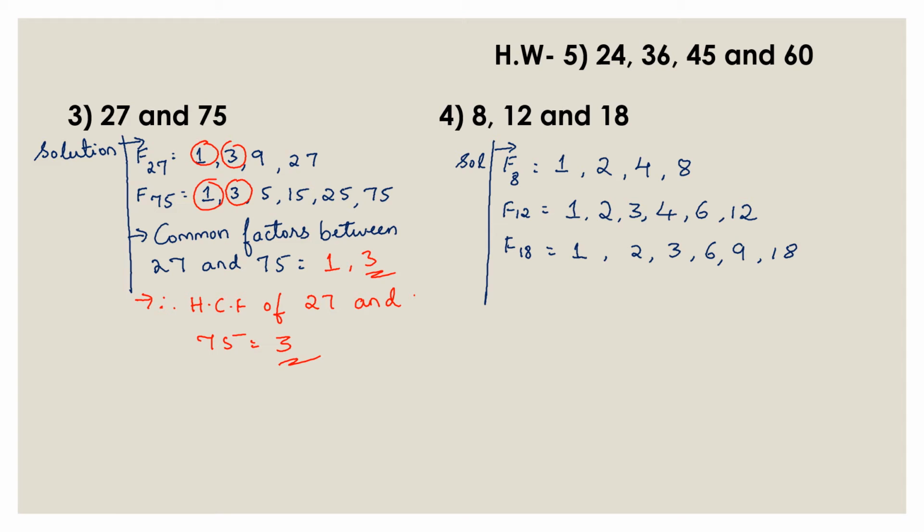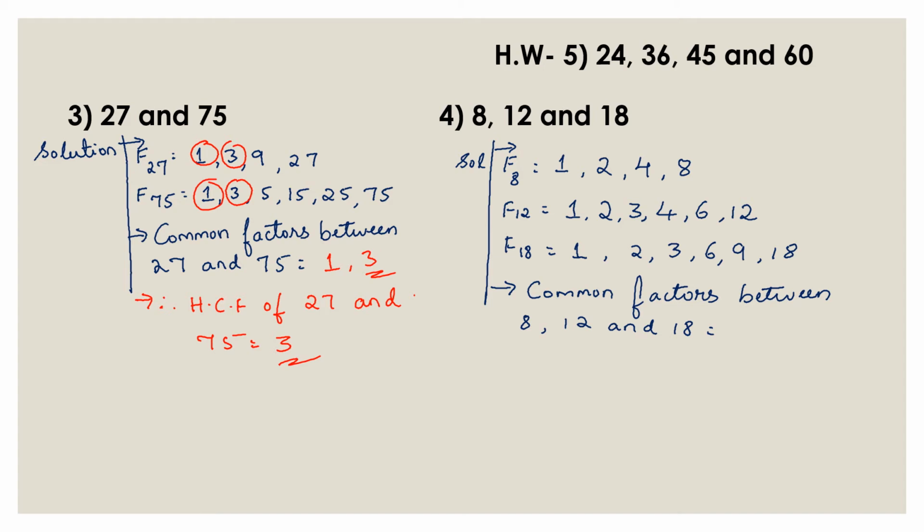Therefore, let's do the second step, common factors. What are our common factors of 8, 12 and 18? Let's write here common factors between 8, 12 and 18. So let's circle the common factors where we see they are common in 8, 12 and 18.